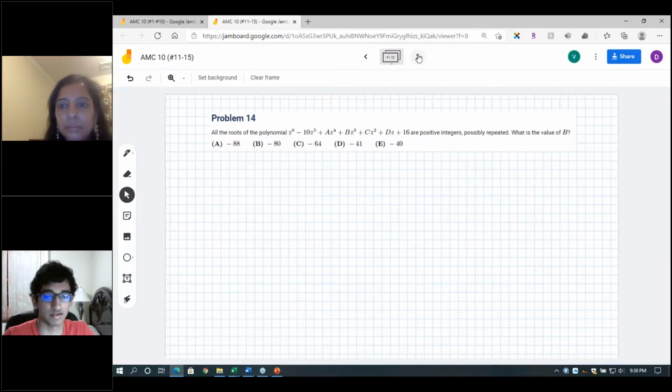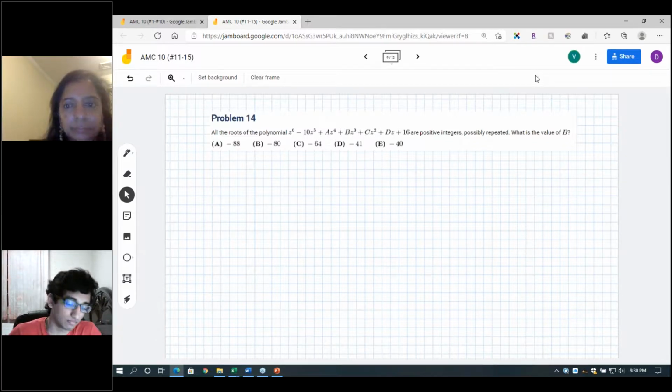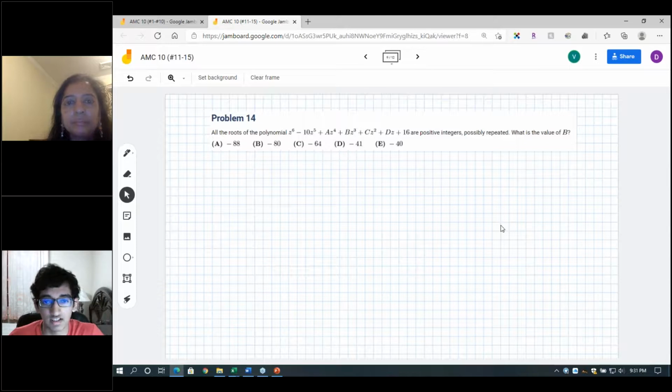Okay, I will repeat myself. Problem 14. All the roots of the polynomial on the screen are positive integers, possibly repeated. What is the value of b? In case a lot of you may not be familiar with Vieta's formulas, basically you can look at these coefficients and tell certain traits about the roots.